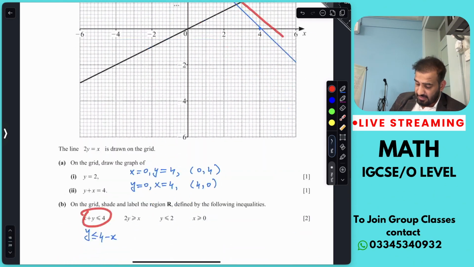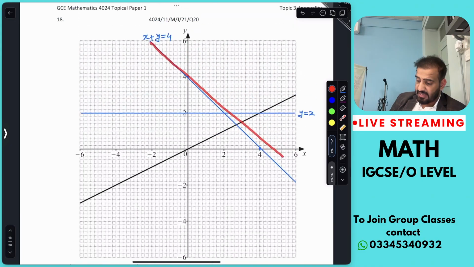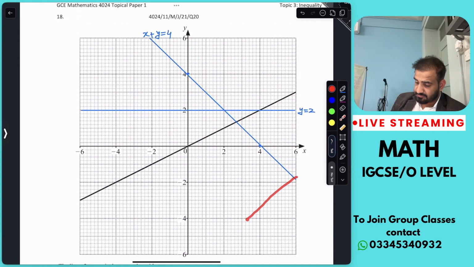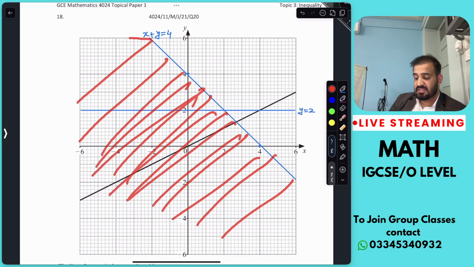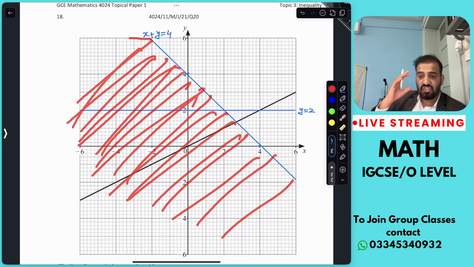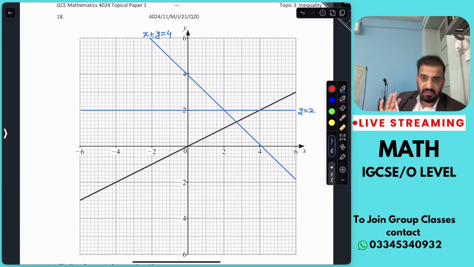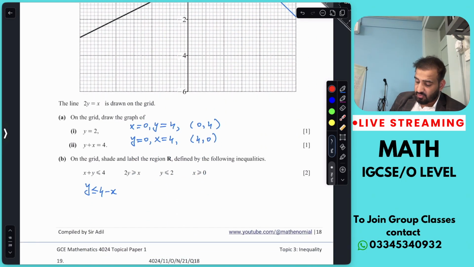So if it is less than, it means everything below the line. So everything below this line will be shaded, okay? Everything below this line will be shaded. Please save this shading in your mind. Let's combine it with the other shading.